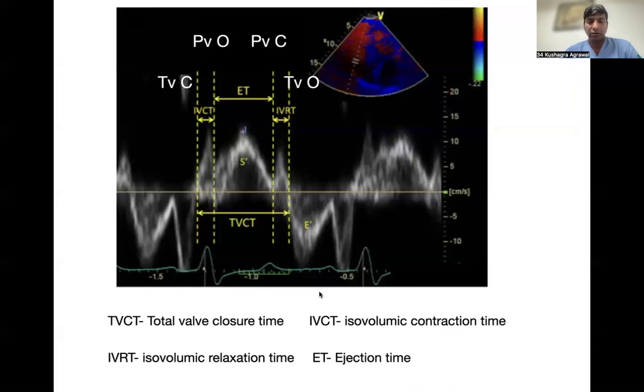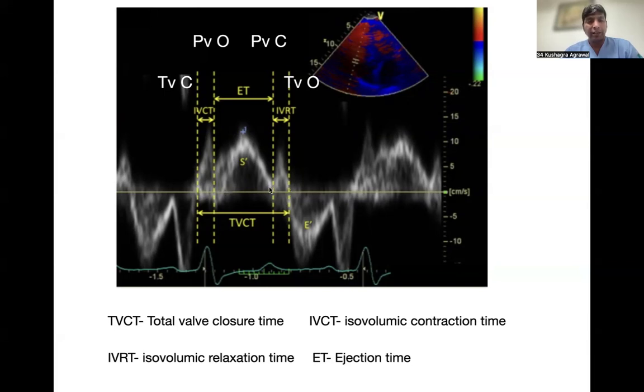So now see this wave. When we put this tissue Doppler, we get this kind of curve. So here, the first positive deflection is tricuspid valve closure. Okay, and now this is the tricuspid, and the last one is the tricuspid valve opening time.